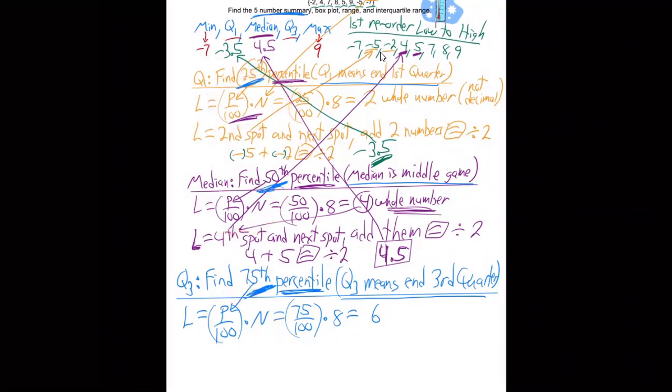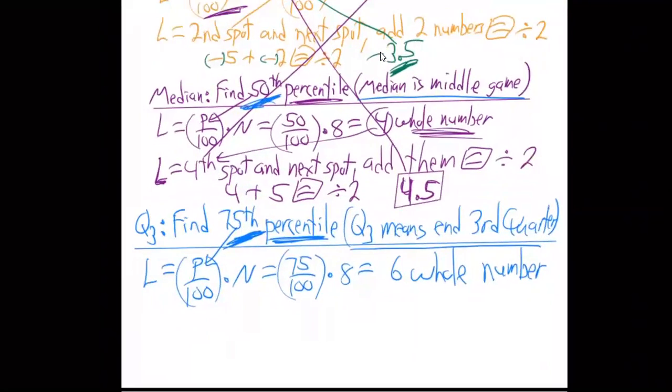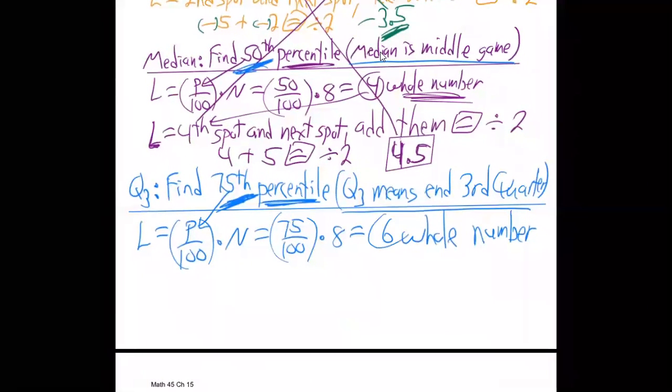All right, and then I get 6. It's a whole number. And so when you get that whole number, you remember what that means. You come over here and you say it's the 6th spot. Remember, the answer is not 6. It's a locator. That's what L stands for. It says go look in the 6th locker.